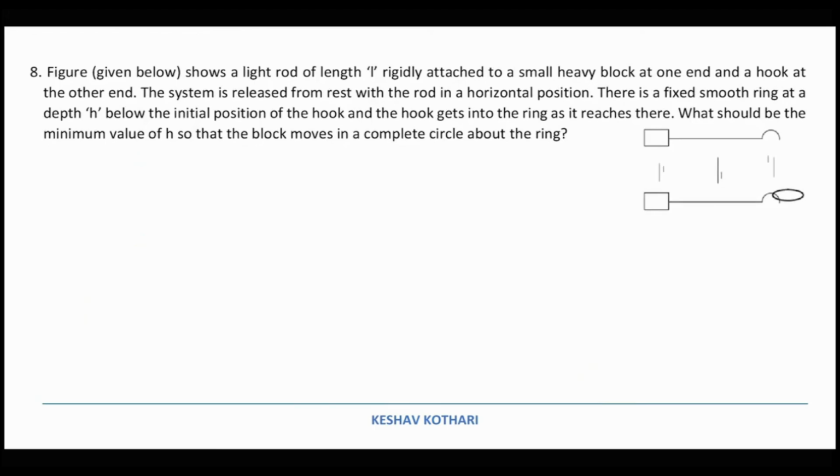So the next problem is stating something like this. The figure given below shows a light rod of length L rigidly attached to a small heavy block at one end and a hook at the other end. The system is released from rest with the rod in a horizontal position. There is a fixed smooth ring at a depth h below the initial position.